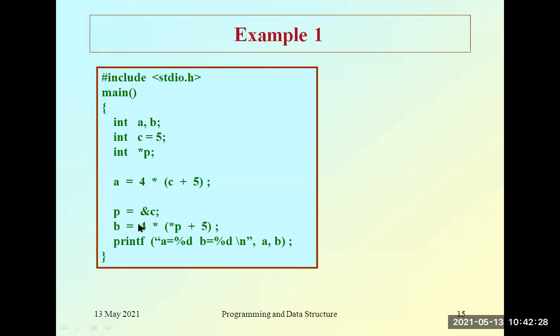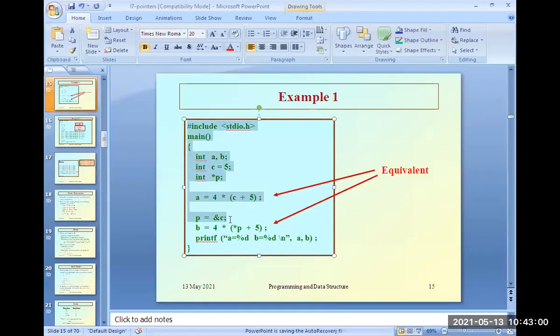So what are the values of A and B here? 40, 40. Okay, clear? Okay, just try to run this program. Is it working or not? You can see here, a small program.